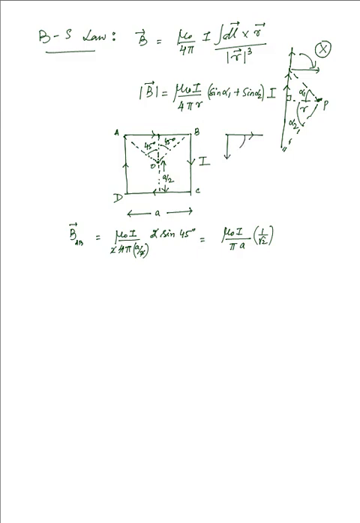So it's going to be driving down the screw. As a result of that, this will be going into the plane. So this goes into the plane, and then you have the magnetic field for the segment BC.